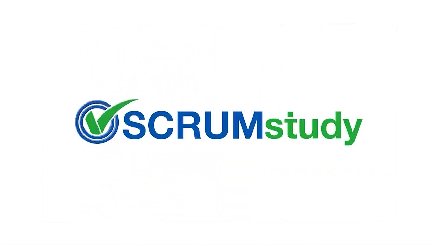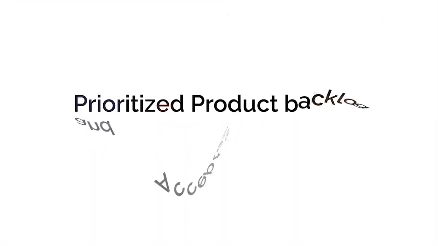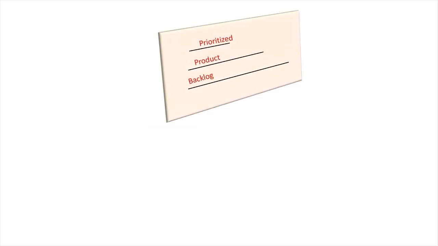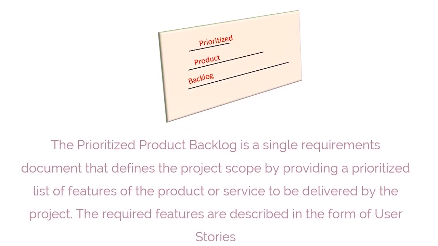Now that we understand the differences between quality and scope and how they are related with business value, let us discuss what prioritized product backlog and acceptance criteria are. Let's begin with prioritized product backlog. As discussed earlier, it is a single requirements document that defines the project scope and quality by providing a prioritized list of features of the product or service to be delivered by the project.